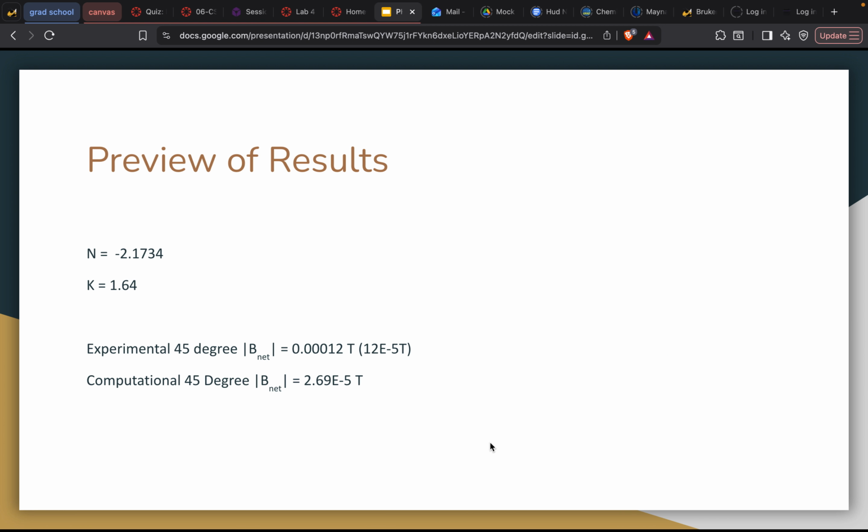A preview of results: we found n to be minus 2.1734, and that's amp meters squared. K was found to be 1.64. The experimental magnitude of the magnetic field at 45 degrees to it at a certain distance was 12 times 10 to the minus 5 Tesla. And the computational model of the same location at the same distance showed an expected value of 2.6 times 10 to the minus 5 Tesla. So this is an order of magnitude difference between the experimental and computational data, and we'll explore possible reasons for this later.